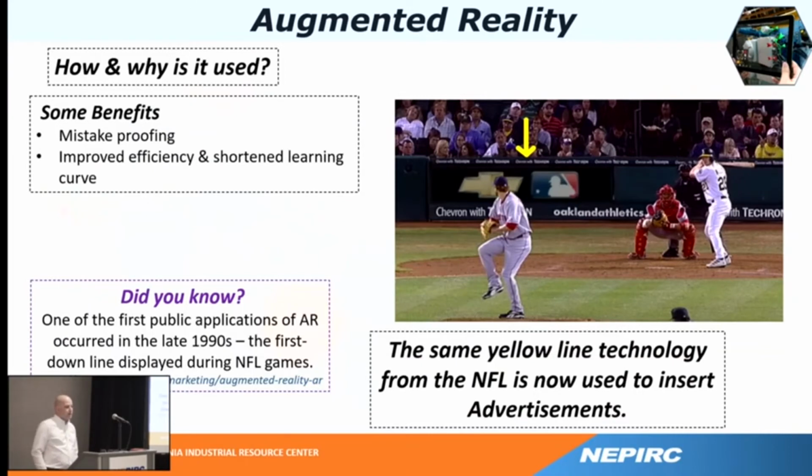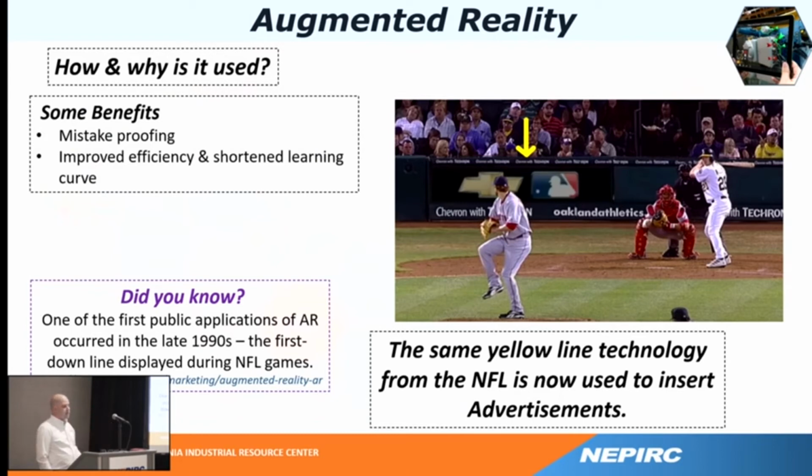Here's one people didn't realize was augmented reality. One of the first public applications of augmented reality occurred in the late 1990s, the first down line display during NFL games. That is augmented reality. They use the position of the cameras, similar to the cameras that are recording me right now. It tells them the angles that it's at, and they have the players around the field, and they already went out and measured the actual grass with lasers, and they know where it's at. They move the football up to the first down line.